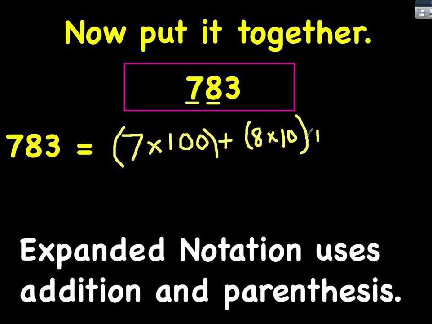Then I'm going to add on the last digit I have here, and that's the 3. And I'm going to multiply the 3 times its place value. Well, that's an easy one. That's in the ones place, so it's 3 times 1, and that's 3. This is called expanded notation. We just break it down by the digit times its place value. And if you actually did the math here, that would be 700, this would be 80, and this would be 3. And then I added them all together. 700 plus 80 plus 3 would be 783. So that's how you do expanded notation.